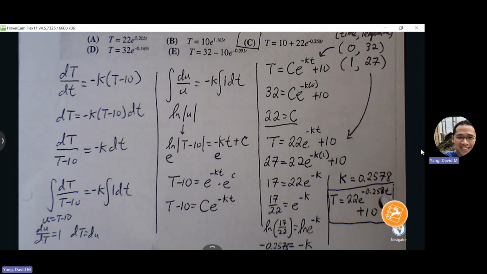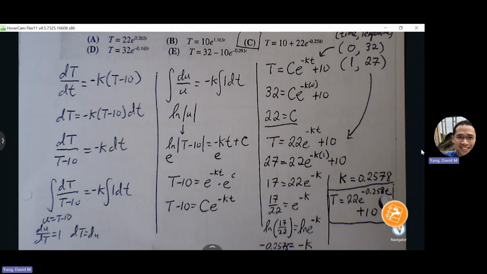So dT over T minus 10, this is just like, imagine this was like dy over y minus 10. We have to go through the substitution and natural log. On the right side, k is just a coefficient. So it's just really the integral of 1 dt. The integral of 1 becomes t plus c. And so negative kt plus c.